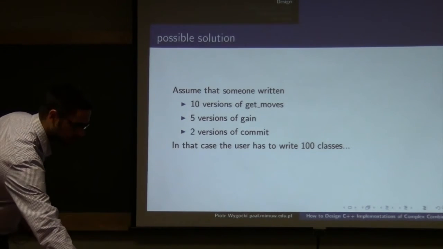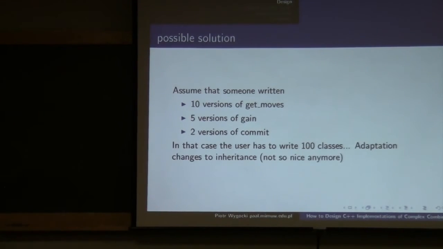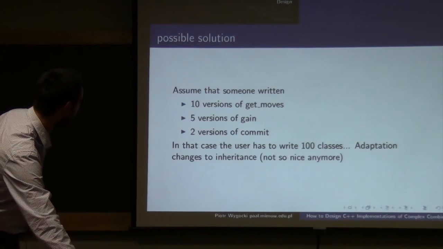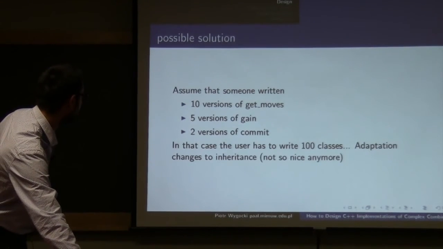And also, adaptation, our way of extending the library, changes to inheritance, and this is creepy actually, and we don't like it. We like the previous version, so we don't want an object-oriented interface. So what can we do?